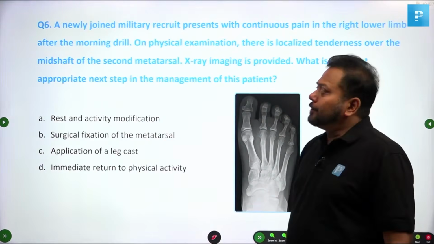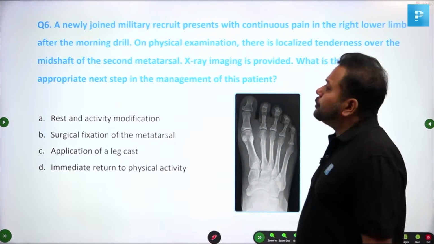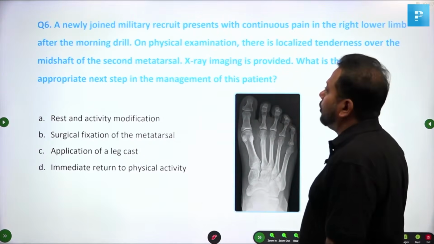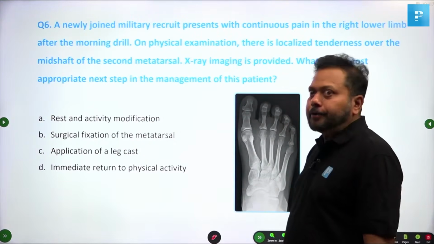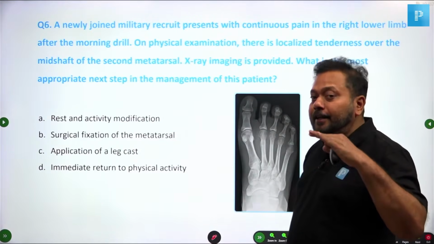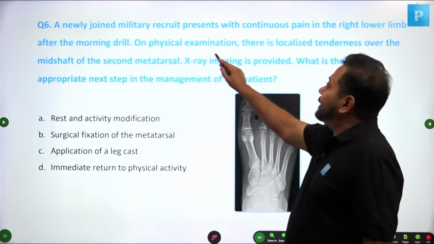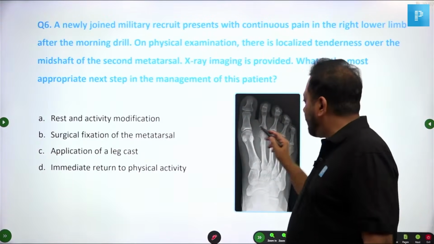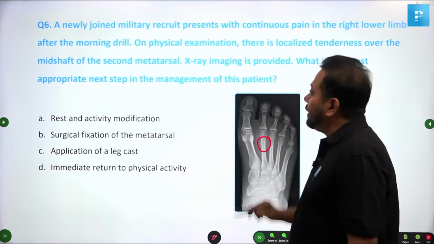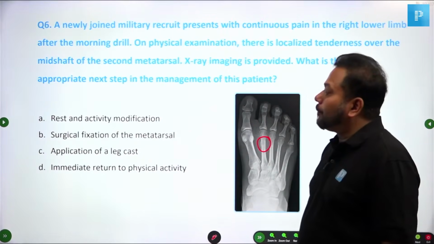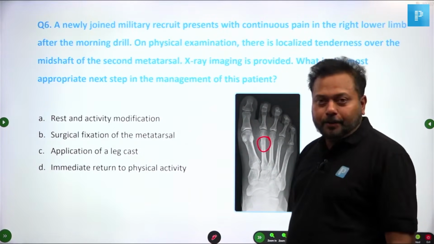Now, coming to the sixth question, a newly joined military recruit with continuous pain in the right lower limb during morning drill. So he is a military person. That means he has to do a march past. That is giving us the clue. On physical examination, there is localized tenderness over the mid shaft of the second metatarsal. X-ray imaging is provided. What is the most appropriate next step in management of the patient?